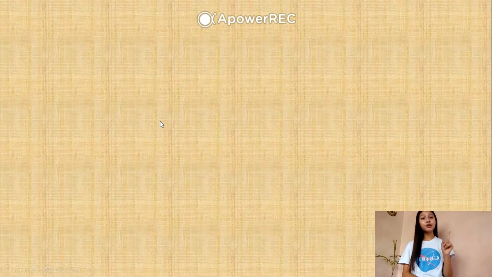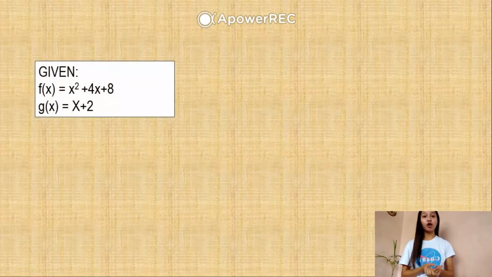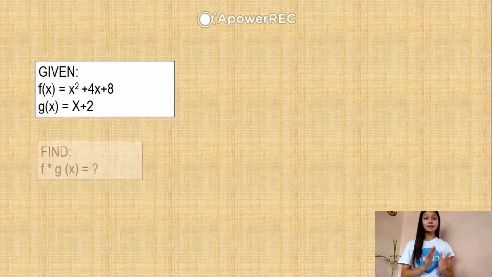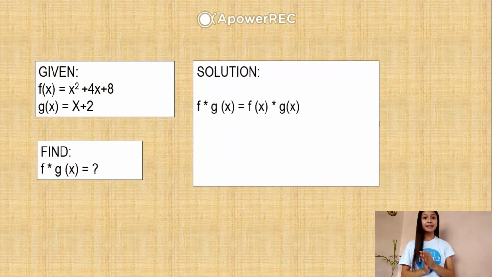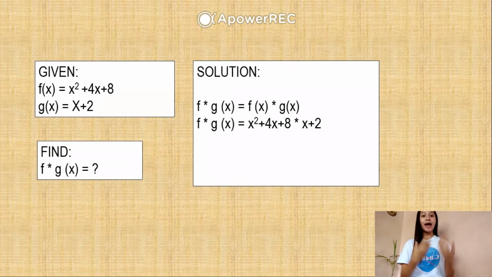So our example number 1, the given are f of x equals x squared plus 4x plus 8, then g of x, which is x plus 2. We will have our formula for the product of functions, which is f times g of x equals f of x times g of x. So substitute the f of x and g of x, which is x squared plus 4x plus 8 multiplied by x plus 2, which is g of x.